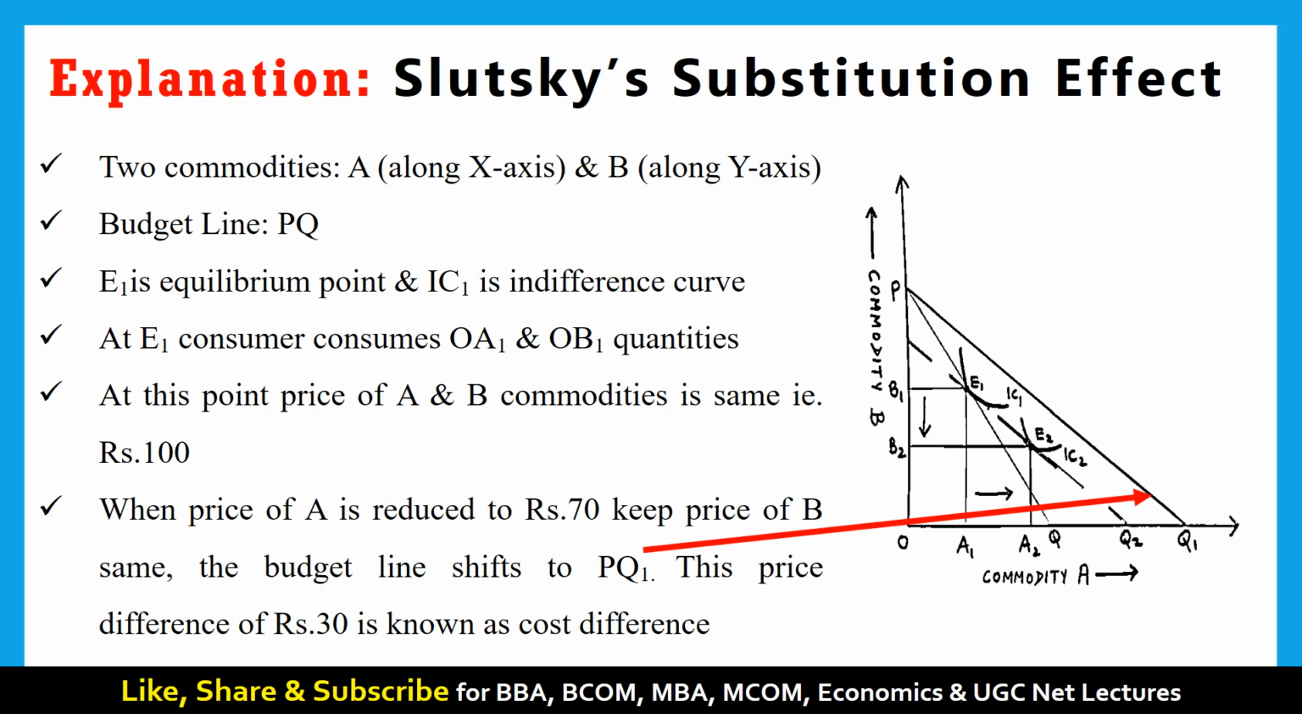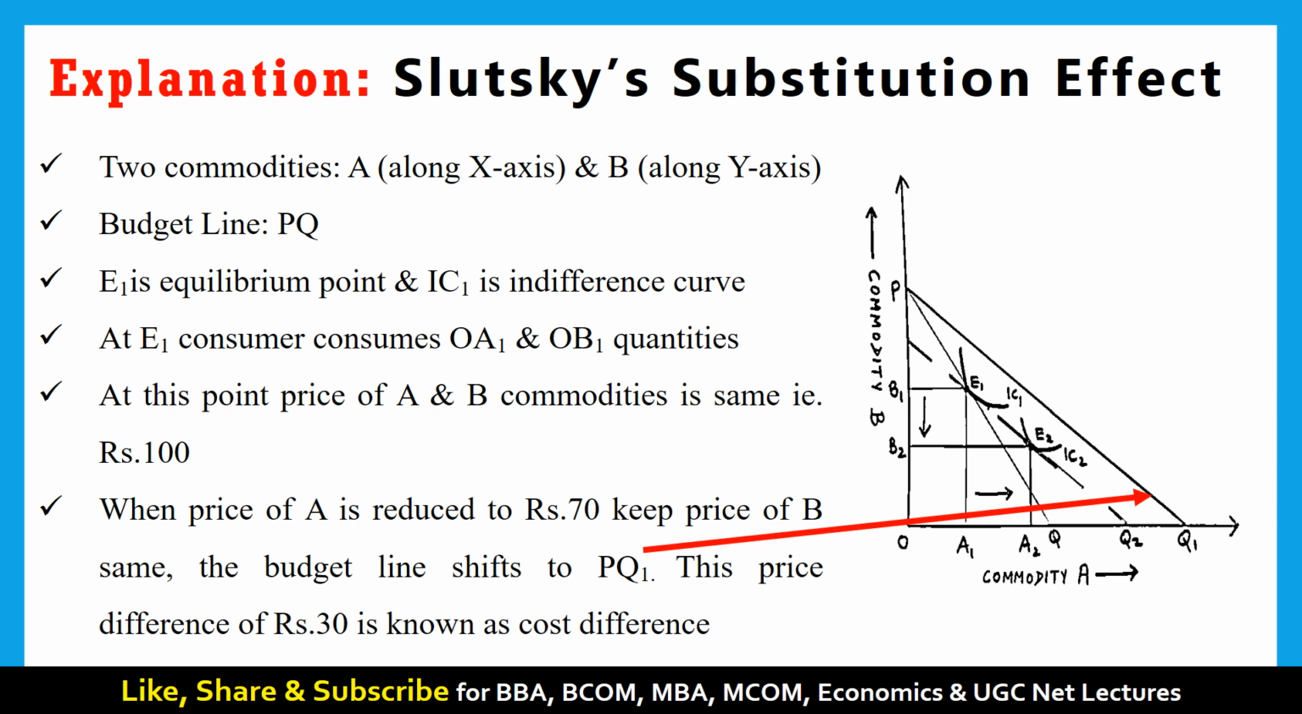Let's discuss this effect through this diagram. So there are two commodities A and B. A is taken along the x-axis and B is taken along the y-axis. The PQ is the budget line. The curve IC1 is the indifference curve and point E1 is the equilibrium point. At this point, that is E1, there is consumer equilibrium. We can say that the consumer satisfaction level and the budget meet at this point E1. So the consumer consumes OA1 of A commodity and OB1 of B commodity at this equilibrium point.